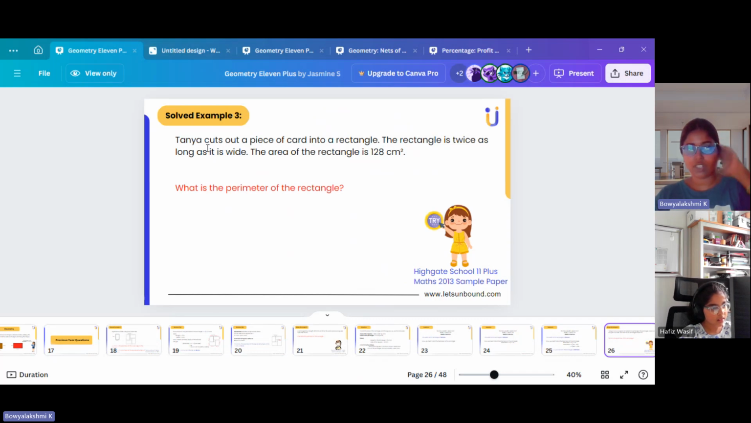Right, let's get into this. Tanya cut out a piece of cord into rectangles. Maybe it might be for a bookmark. You might also have done the same rectangle, right? For a bookmark. Yes. The rectangle is twice as long as it is wide. The rectangle has length and width, but they connect them with some words. They didn't give it directly. But the area of the rectangle is given. These are the only two clues. And using this, we need to find the perimeter of the rectangle.